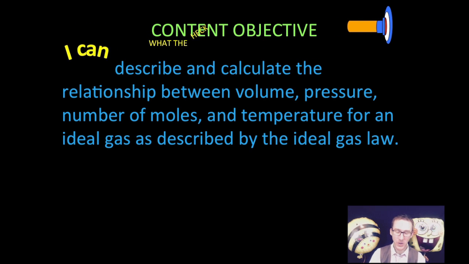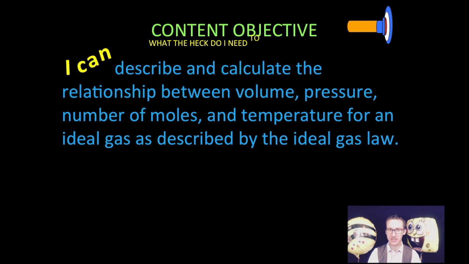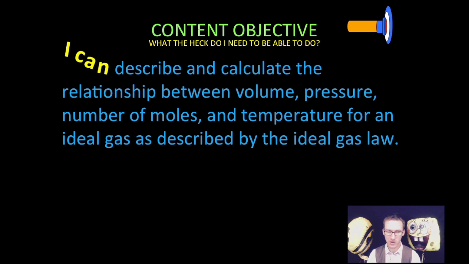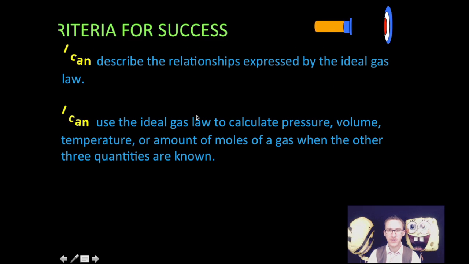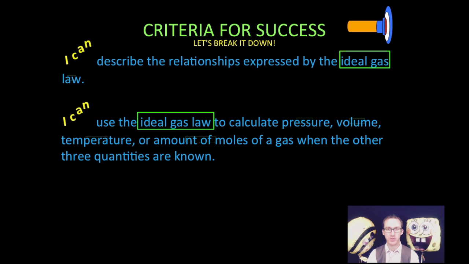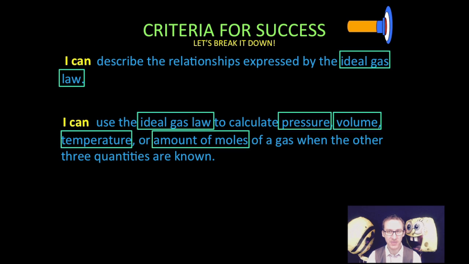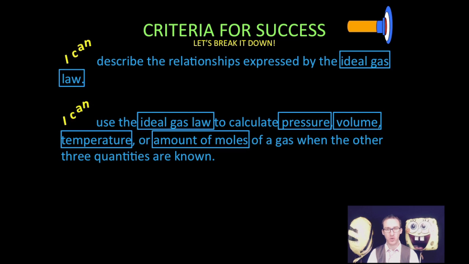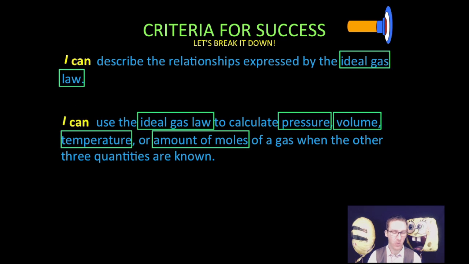Today we are going to describe and calculate the relationship between volume, pressure, number of moles, and temperature for an ideal gas as described by the ideal gas law. So this is the final gas law that we're going to work with. If you take a look at how we're going to break it down, the first thing we're going to do is just describe the relationships expressed by the ideal gas law, and then use the ideal gas law to calculate either pressure, volume, temperature, or amount of moles of a gas when the other three quantities are known.